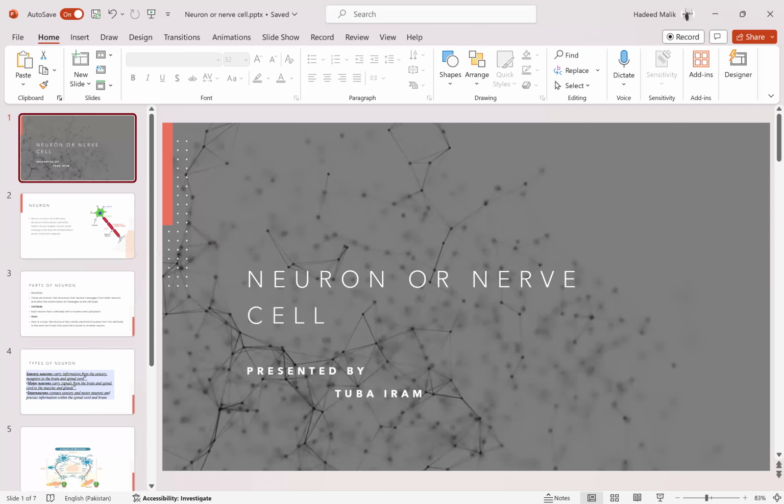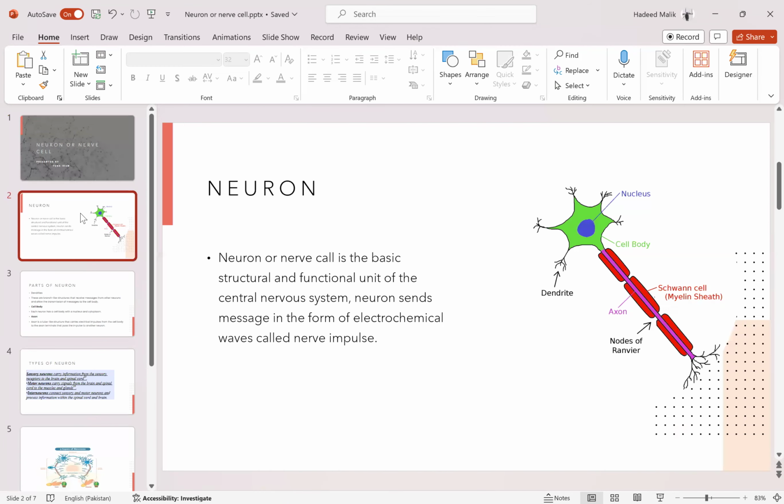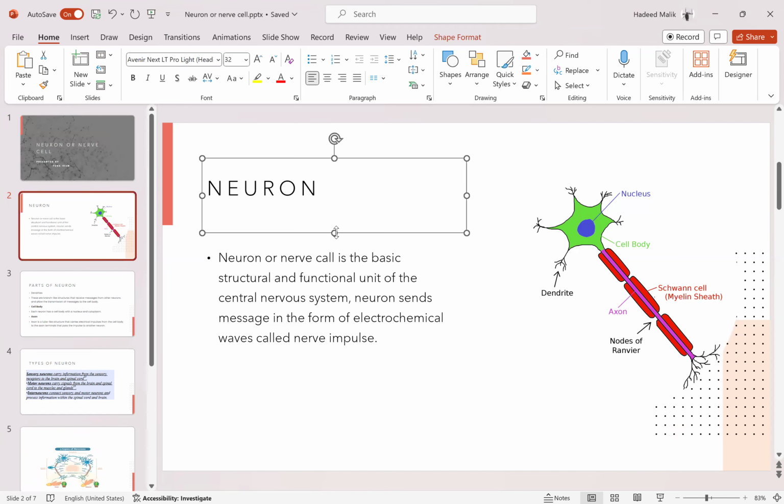So, here is our slide. Neuron or nerve cell. Okay, neuron. What is a neuron? A neuron or nerve cell is the basic structural and functional unit of the central nervous system. Neurons send messages in the form of electrochemical waves called nerve impulses. Got it? So, a neuron, also known as a nerve cell, is the basic building block of the nervous system. They are specialized cells that process and transmit information through electrical and chemical signals. So this is the structure of a neuron.